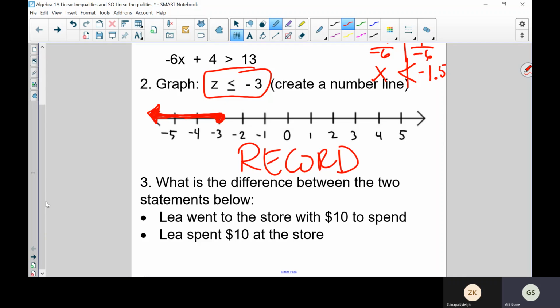Think about an equation. How would those equations be different? Or how would the answers to those equations? If the variable, or if our answers were how much money did she spend, how would the answers be different in those two problems?